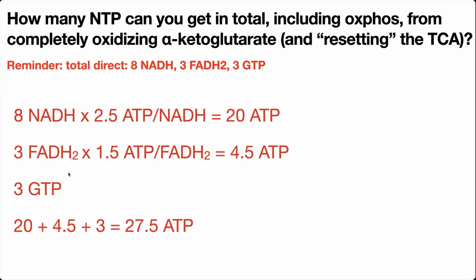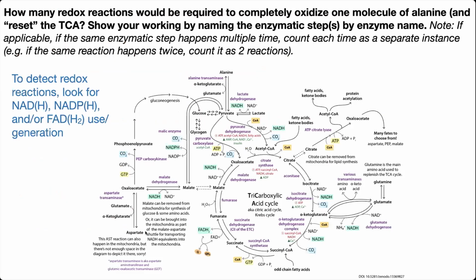Then we get 3 GTP directly. And we add that up and we get 27.5 ATP. Not too shabby. Now let's do another example.